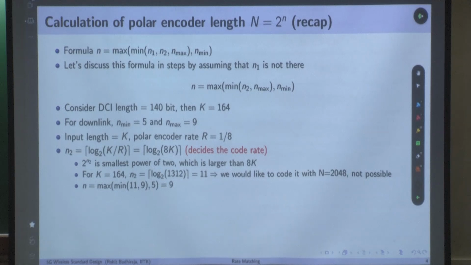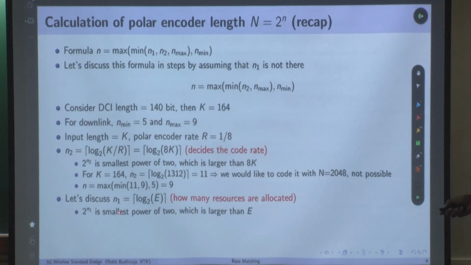Now, what role does n1 play? n1 is a function of how many resources are allocated to you. If fewer resources are allocated, your polar encoder will accordingly generate fewer bits, or the length n will come down. If a larger number of resources are allocated, n will increase. That's what we saw here. 2 power n1 is the smallest power of 2 which is larger than e.